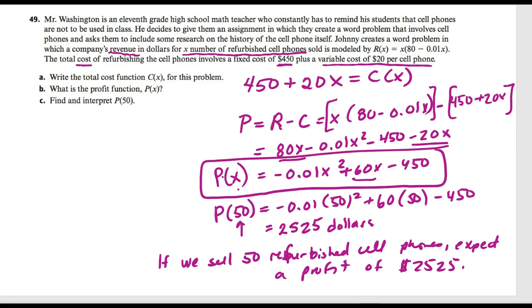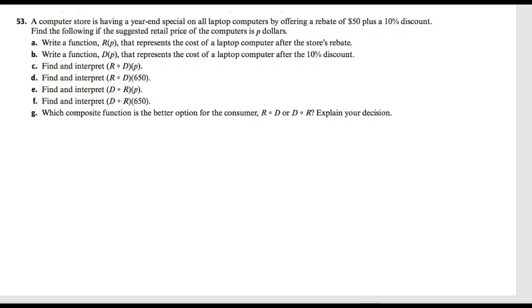So let's read our next problem. It's about a computer store, and it's having a sale. We all love to shop, so these are really important. These composite functions, they really help us figure out the best deal. So we can get a rebate of $50 and a 10% discount. And P is the dollars for the suggested retail cost of computers.